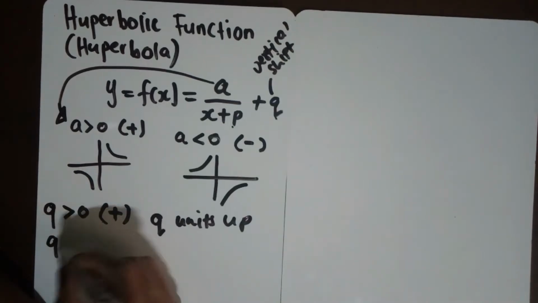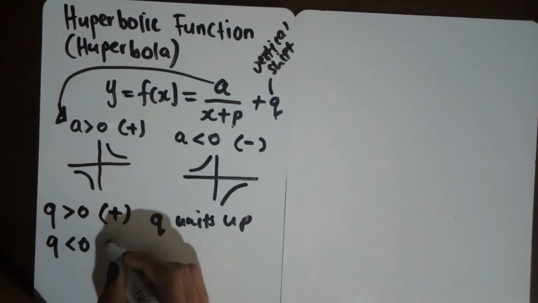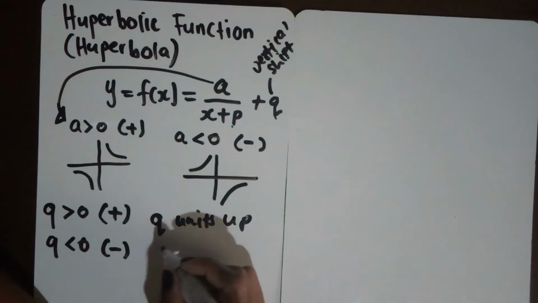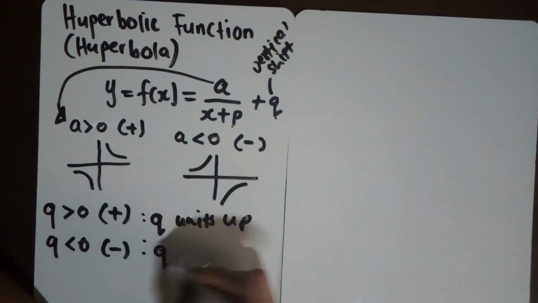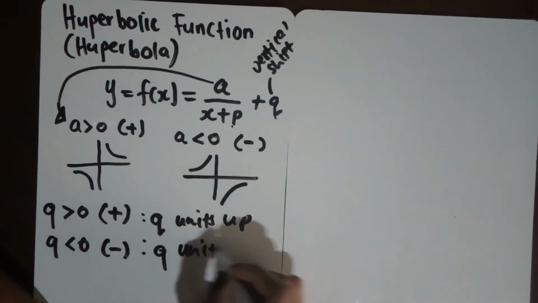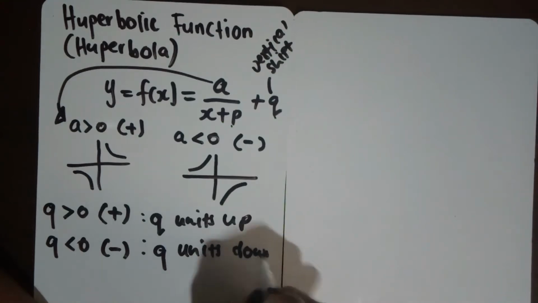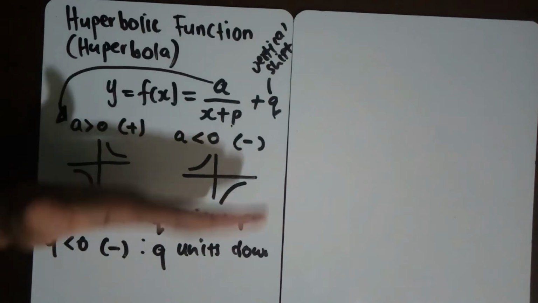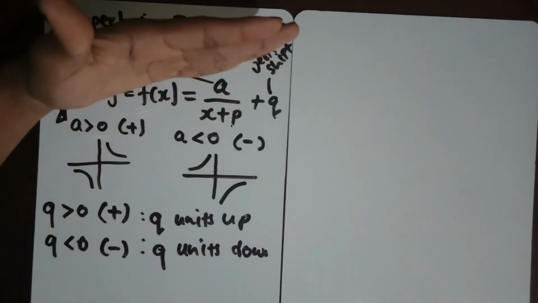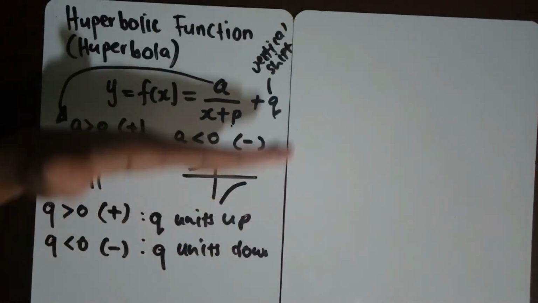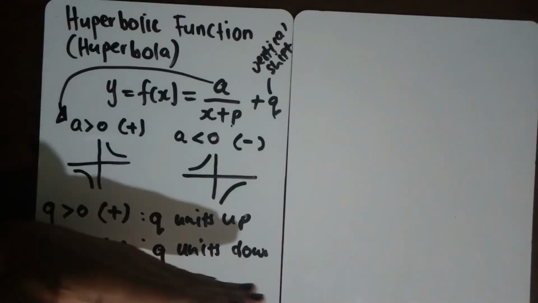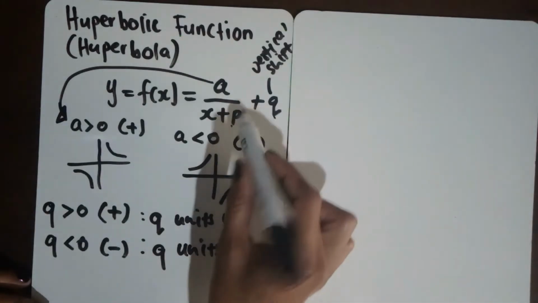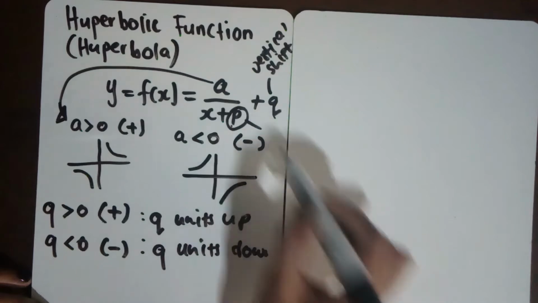And if q is less than 0, that means it's negative, and our hyperbola would have shifted q units down. So if this value is -2, it means that our hyperbola would have shifted 2 units down. If it's -3, our hyperbola from the origin would have shifted 3 units down. The last thing we can talk about is p over here.